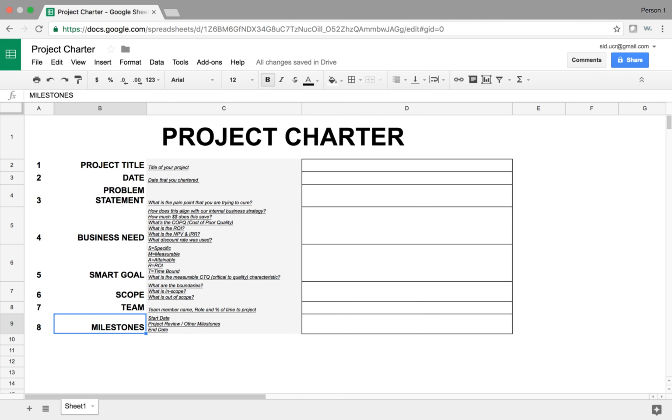Number 8 is milestones. At this stage of the project, you don't know all the answers, but what you do know is that I want to start at this time, I want to end at this time or date. And I will have some review meetings, or stakeholder meetings, or a conference to attend at this and this time. So you need to mention that over here. Again, the charter is a working document, so you can always come back to it, revise it, create revisions, go back to your stakeholders and make sure they're okay with these revisions.